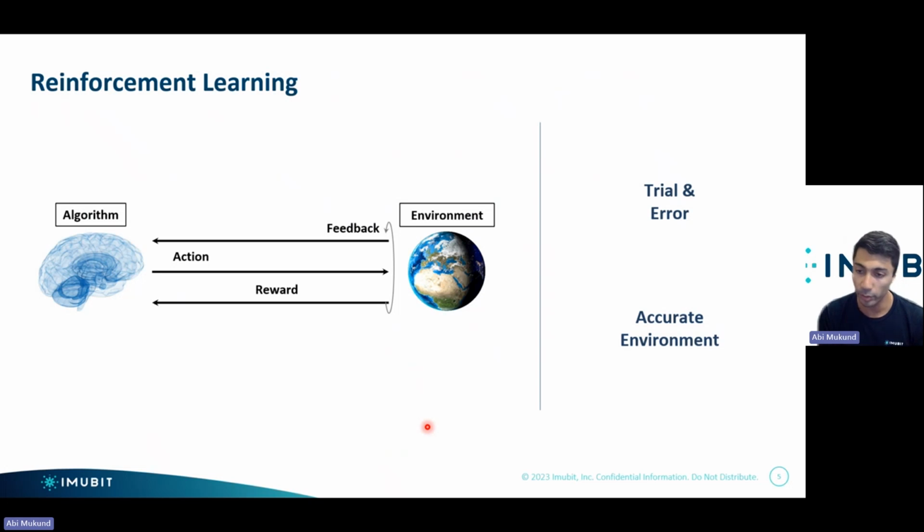You can create that game on a computer. You allow the algorithm to trial and error. And when it makes a mistake, it might lose the game and you just restart the game.